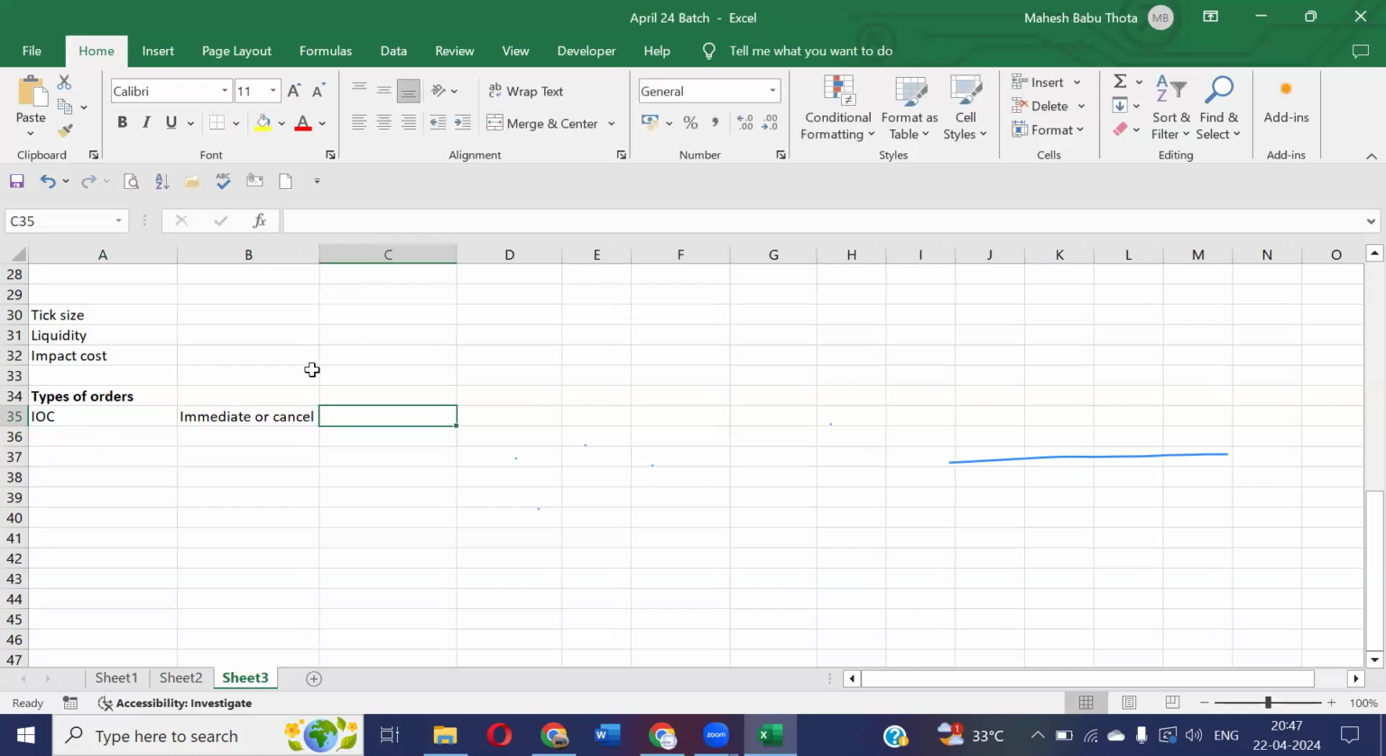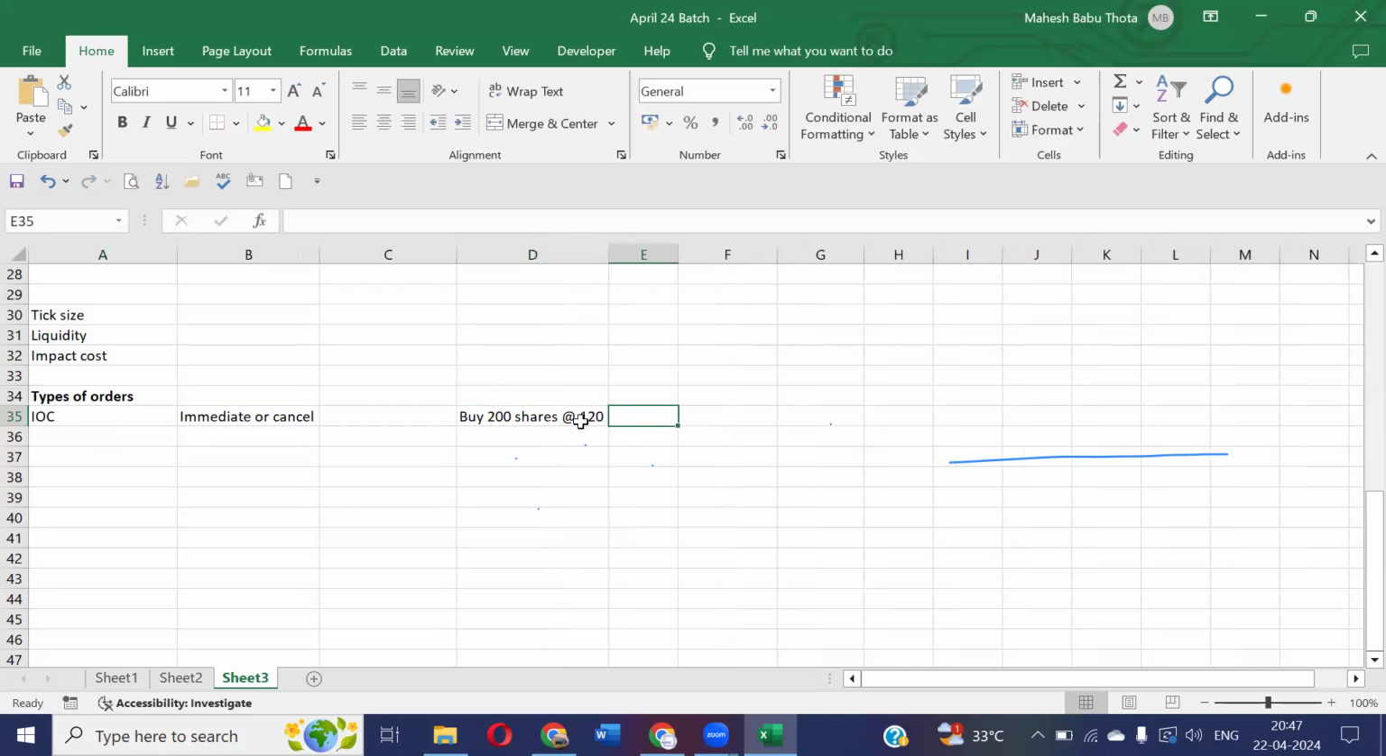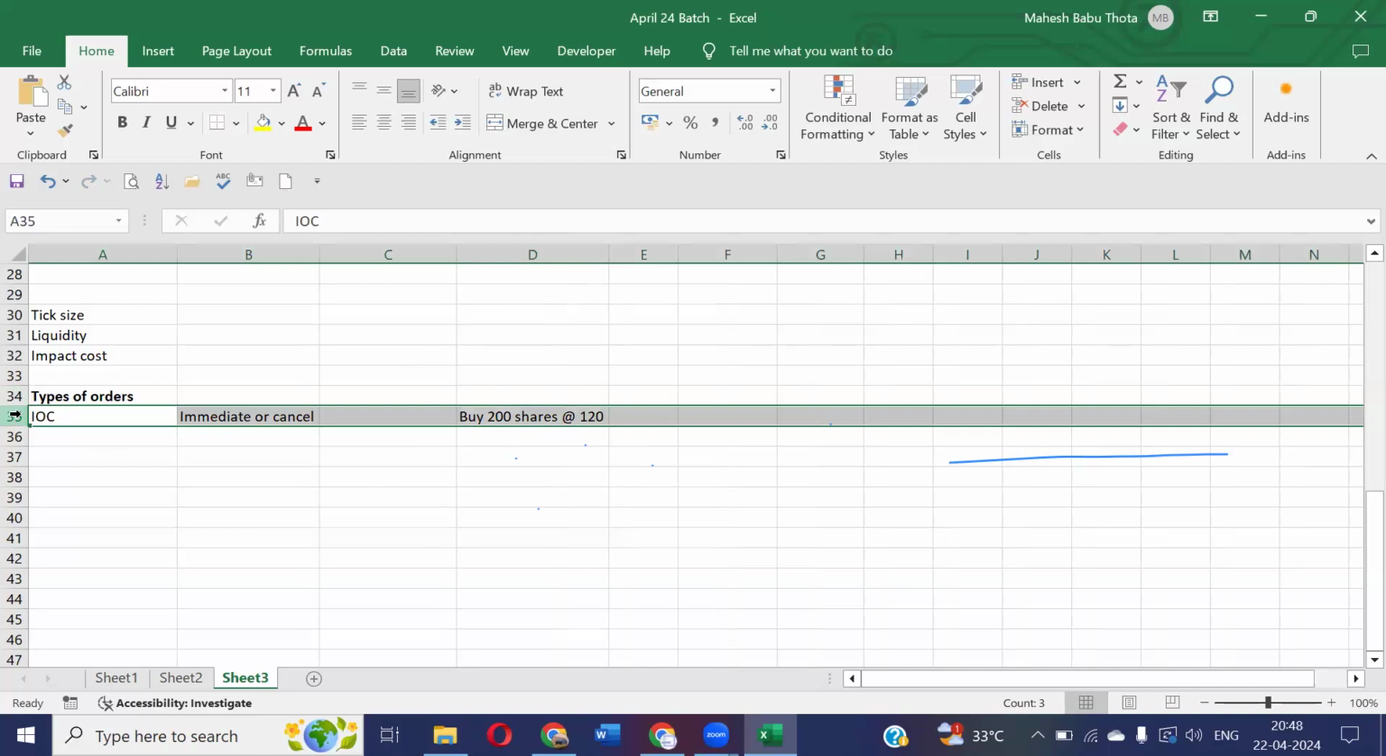Suppose you are executing a trade, giving a buying bid. Let's assume: buy 200 shares at 120 rupees. If the market price is available at 120 rupees, and 200 shares are available, then this trade will be executed. Otherwise, the next second the trade will be cancelled. The moment you place the order, if the prices and the securities are available in the market, the trade will be executed. Otherwise, it will cancel immediately. This is called immediate or cancel order.